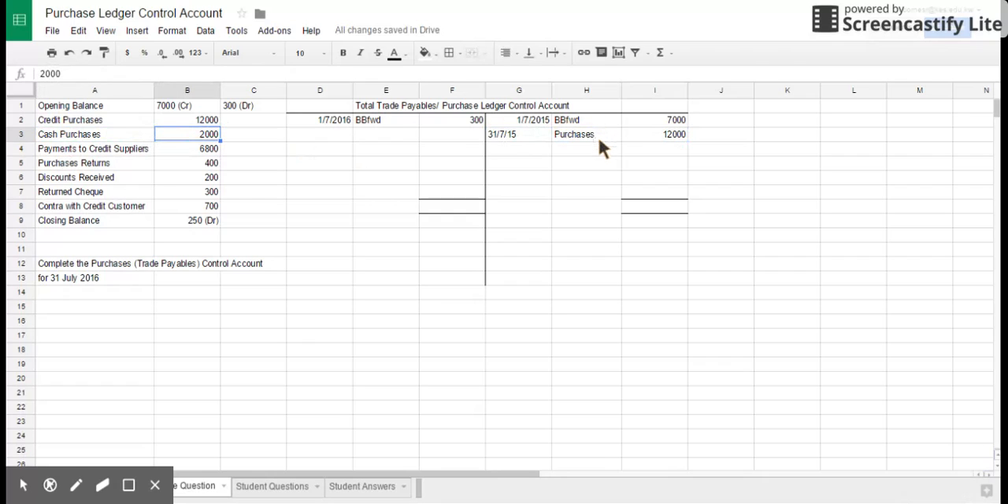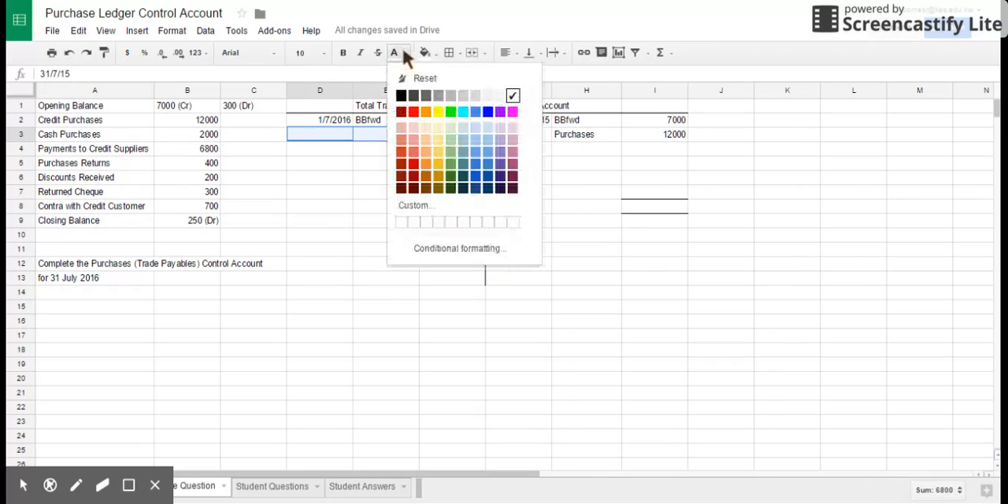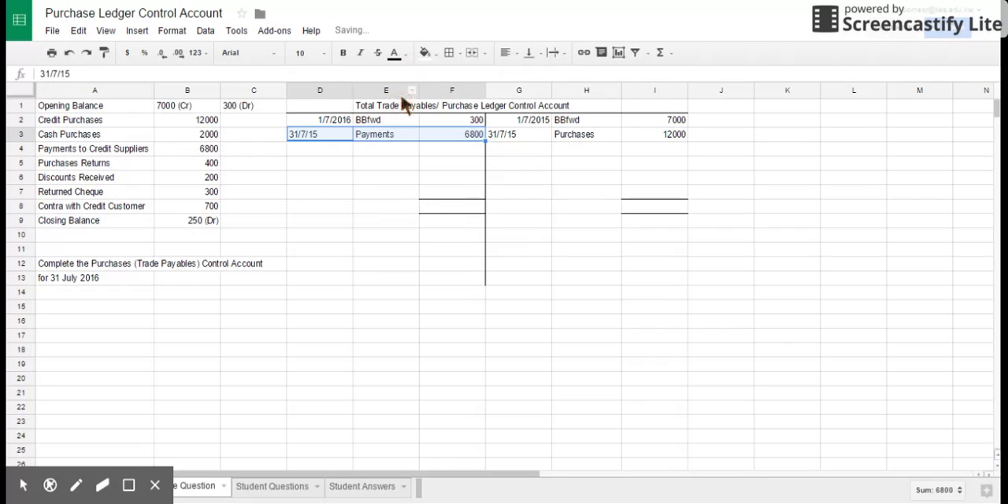Cash purchases, they don't go in because that entry will be made as a credit entry in the cash book, and it will be made as a debit entry in the purchases account, so it would never ever go into a supplier's account. We've got our payments to credit suppliers, and that needs to go in because it's reducing our debt, as are purchase returns and discounts received.